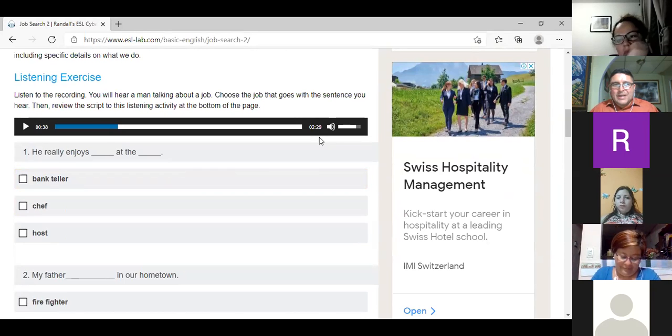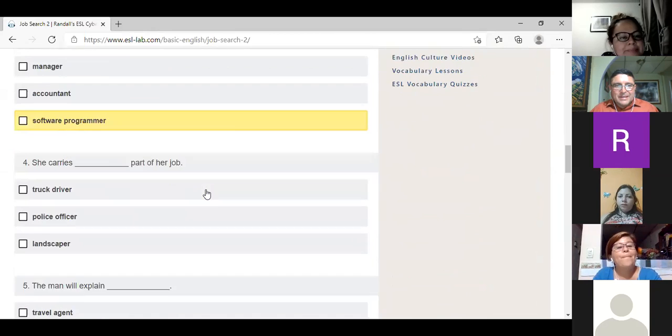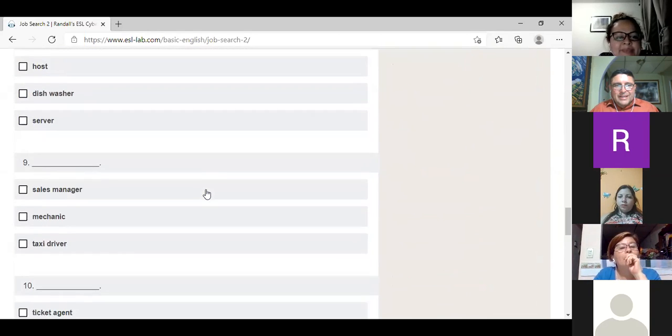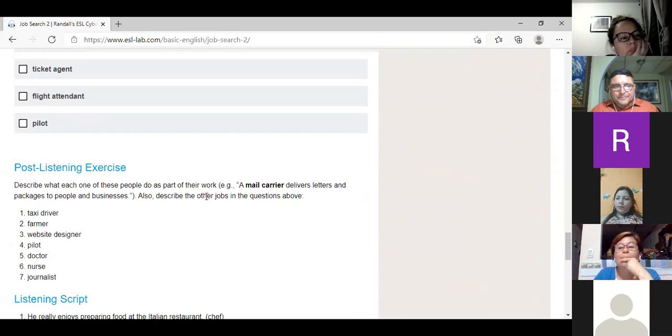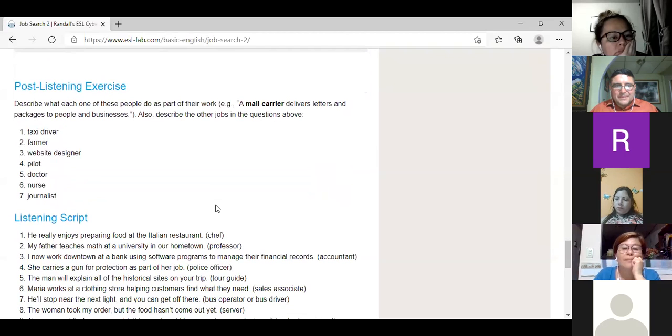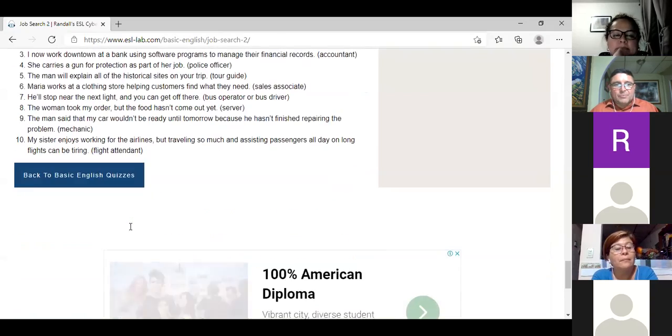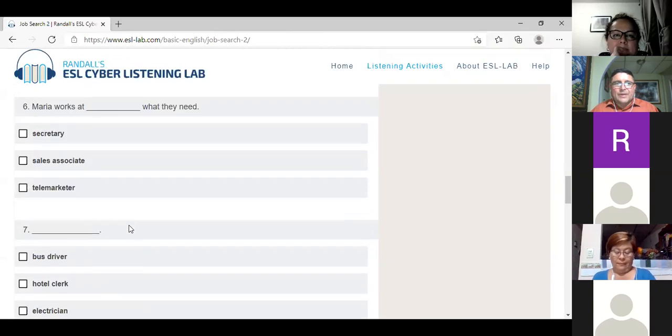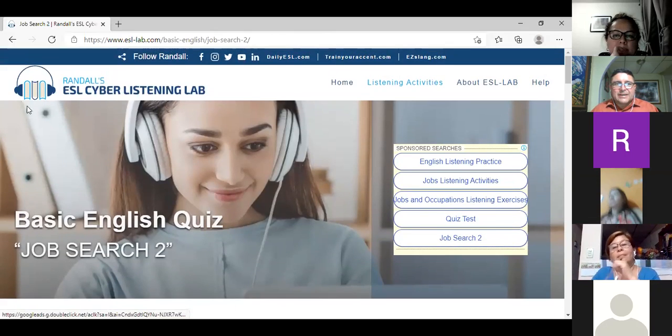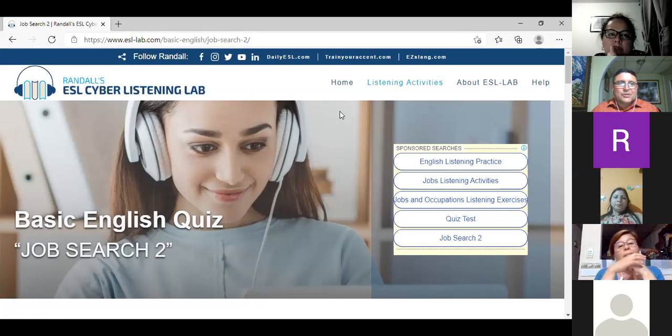So, pay attention to the page I'm showing now. This site is for practicing listening. Here is the listening script. Look at number 3, it says, I now work downtown at a bank using software programs to manage their financial records. The answer is accountant. But it could be a system engineer. So, this is very good to practice your listening skills. The name of the program is Randall's ESL. There it is, Randall's ESL Cyber Listening Lab. So, anyway, let's return.